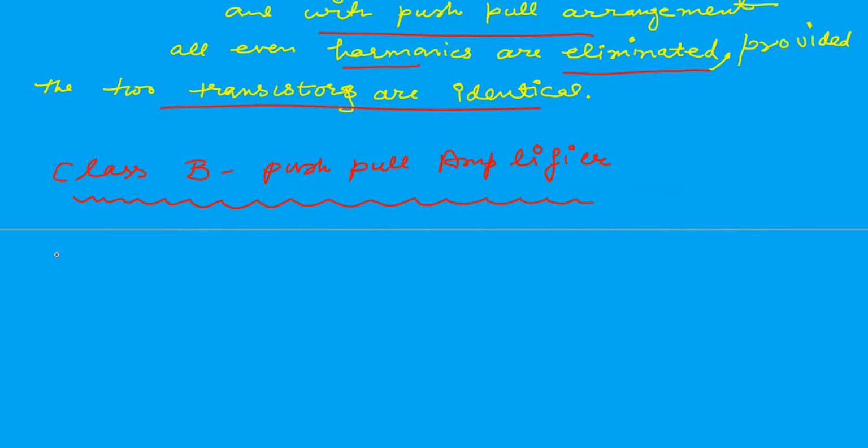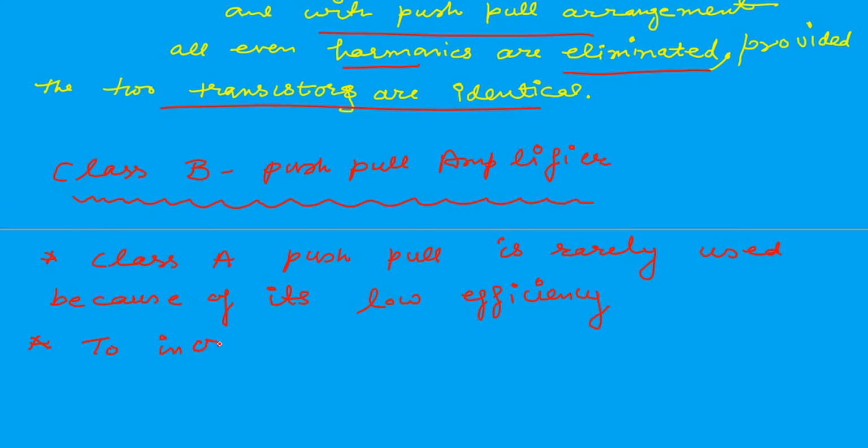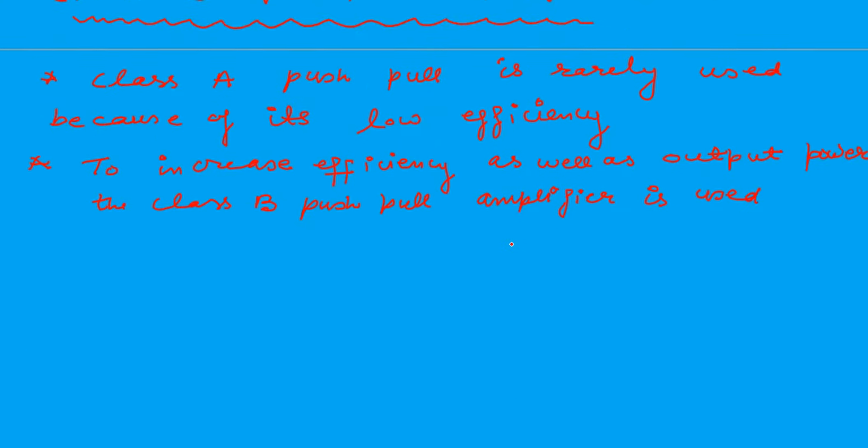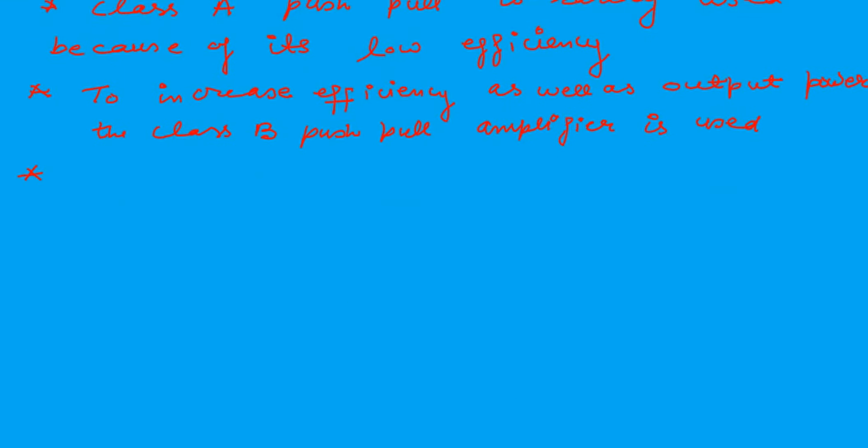Now again, class B push-pull, the better arrangement, the better circuit, is as shown below. Class A push-pull is rarely used because of low efficiency. To increase the efficiency as well as the output power, class B push-pull amplifier is used, because as for efficiency it is very good, and as well as for the high output powers.